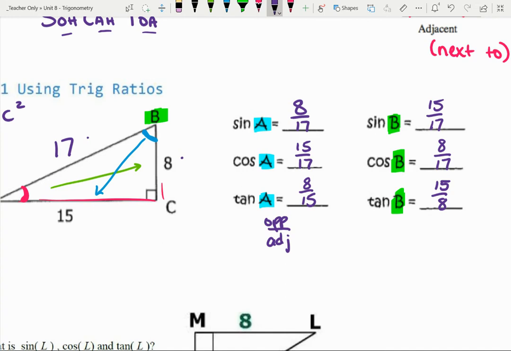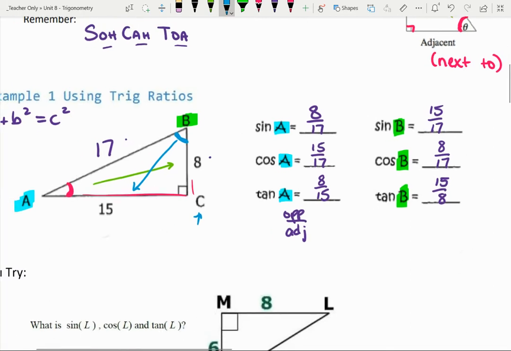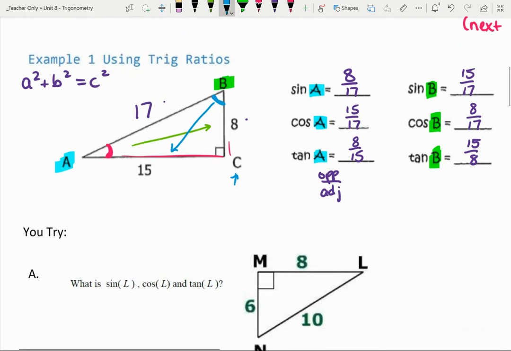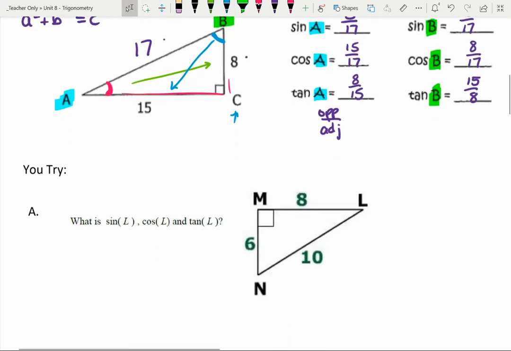Notice we're never going to find the sine, cosine, or tangent of angle C here because C is that 90-degree angle. It's the special angle there, and the adjacent, hypotenuse, and opposite relationships just don't exist for it. So again, these next two examples, I'm going to ask you to try.